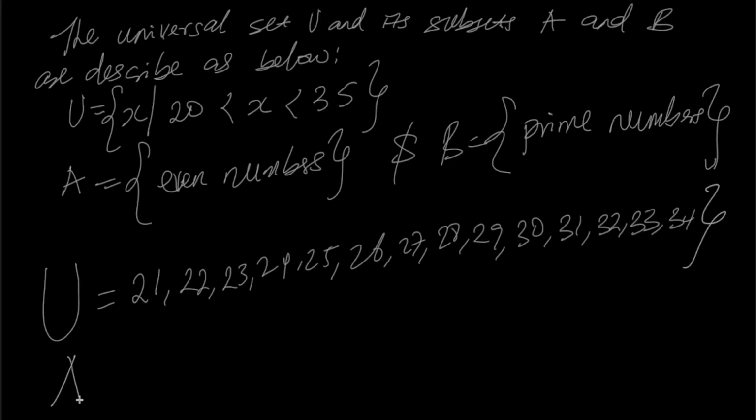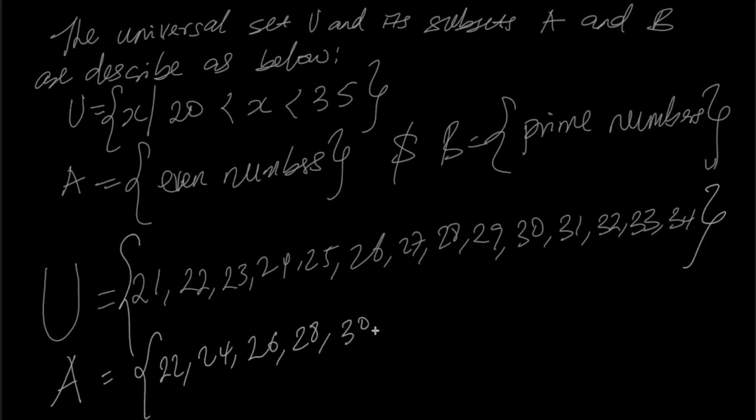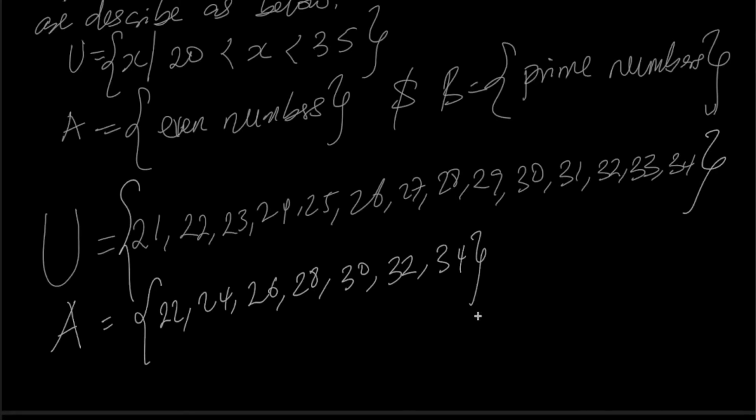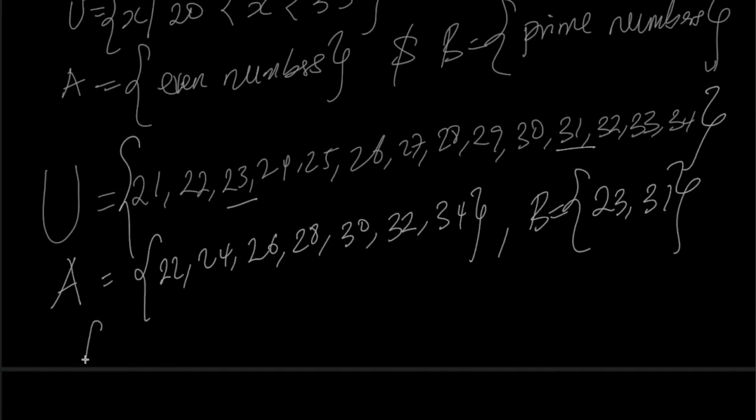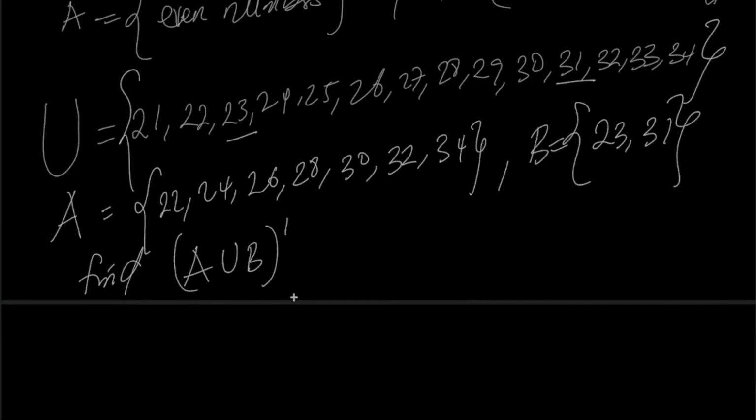Okay. Therefore, A, all the even numbers between these, that is 22, 24, 26, 28, 30, 32, and 34. Lastly, all the prime numbers between these two. So B is equal to the prime numbers, that is 23 and 31. We are asked to find the complement of A union B. How do you find this? To find this, we simply do the union.